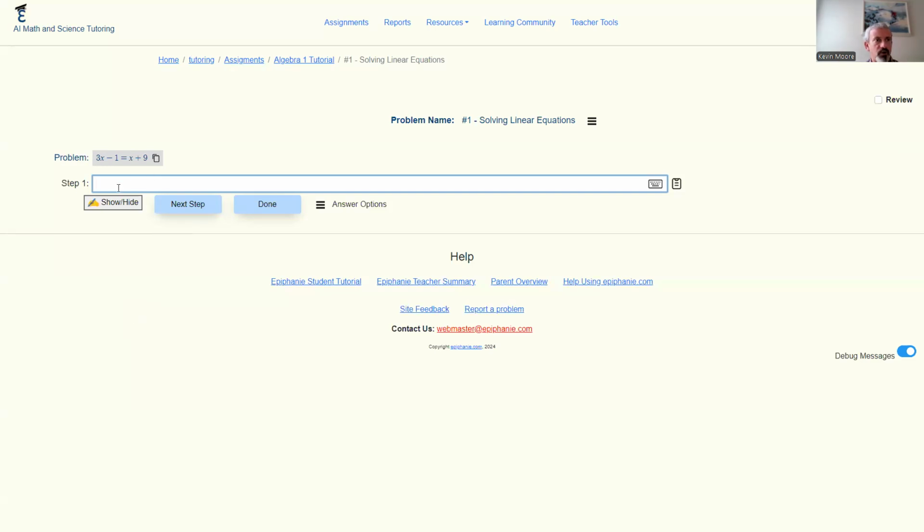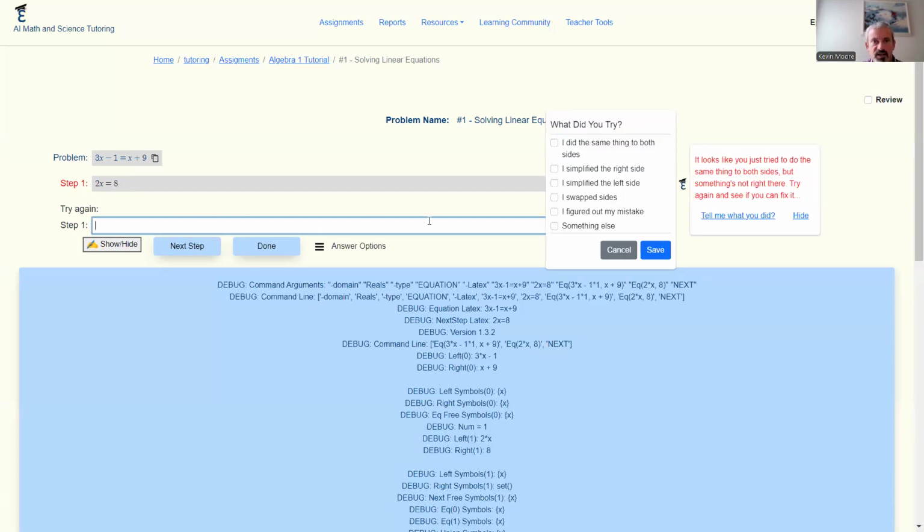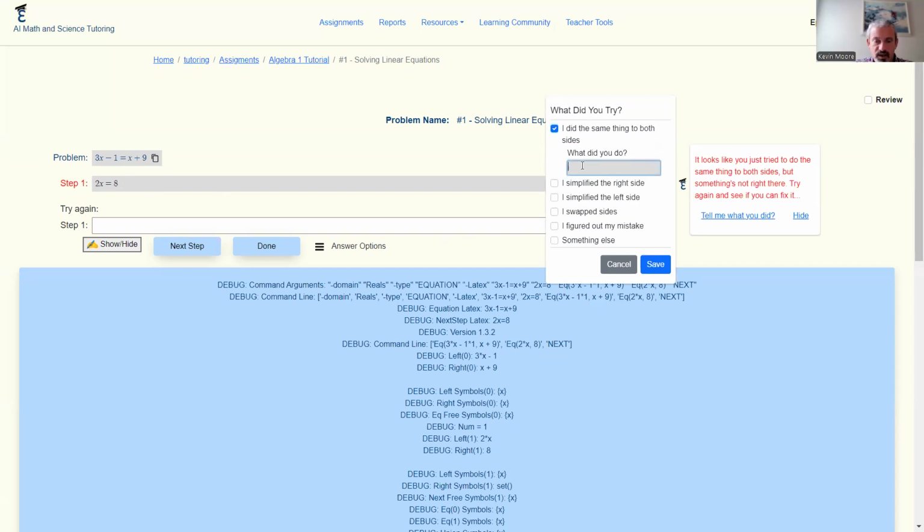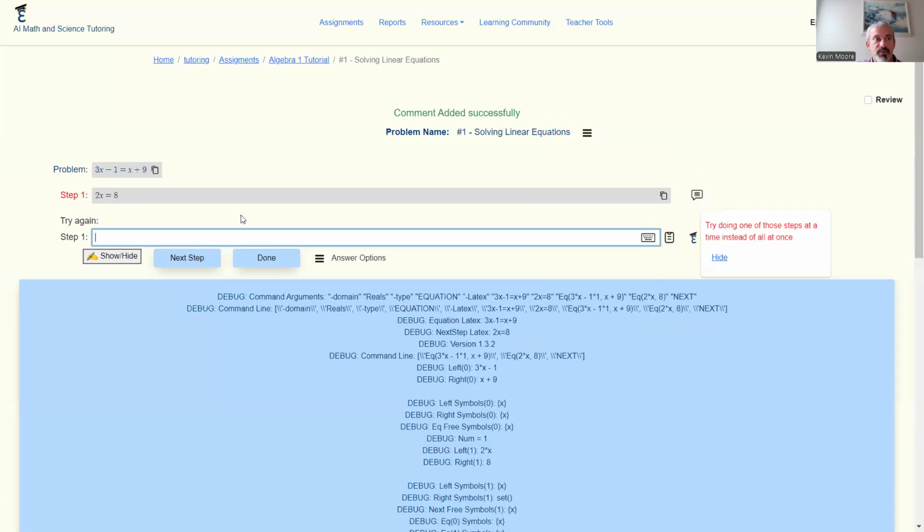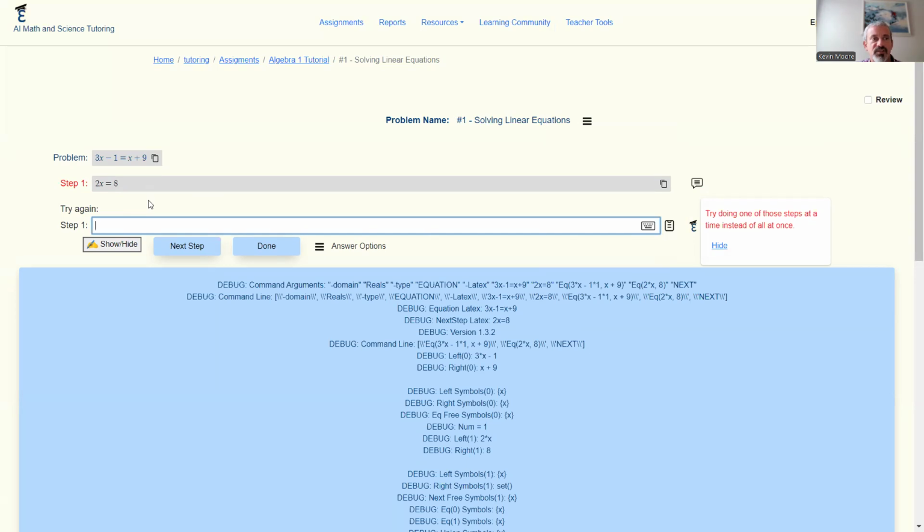So we're going to start off here and we're going to put everything on one side, the x on the left and the numbers on the right, and I get 2x equals 8. Oops, I went a little too fast here. I made a mistake. Let's see. It's asking me some questions about this, what I did. I did the same thing to both sides. I did minus x plus 1. I simplified the left and right sides, and I'm going to save this. And it's going to tell me, hey, try those one step at a time. Oh, I see what I did. I meant to subtract 1 from the right side. I added 1 instead.